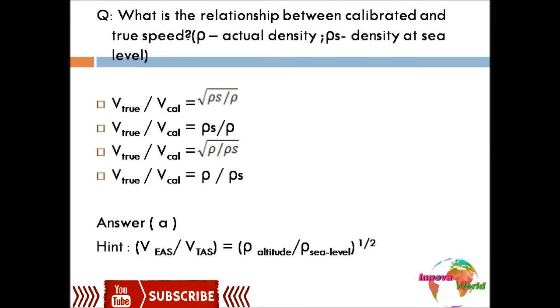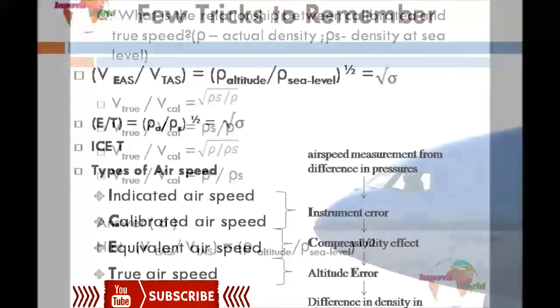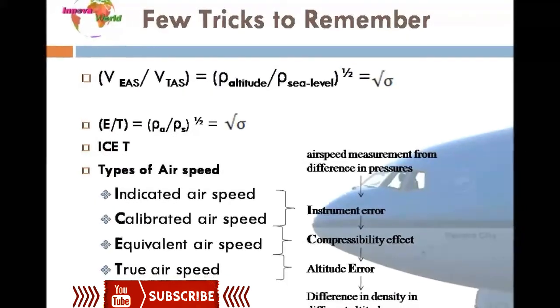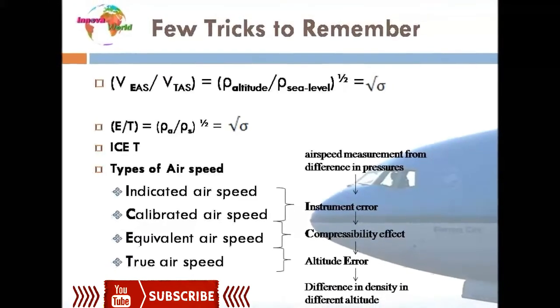Here, what is the relationship between calibrated and true speed? So already we know the calibrated and true speed from the first equation we studied, that is EAS by TAS equals root of rho by rho S. So here the actual or altitude density has been given as rho alone and the sea level has been given as rho S. So already we remember that CAS by TAS equals rho by rho S to the power 1 by 2.